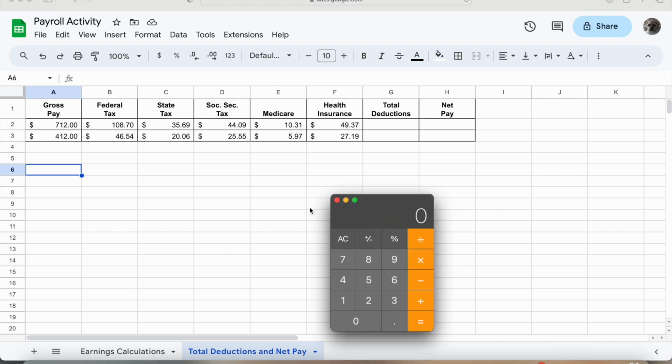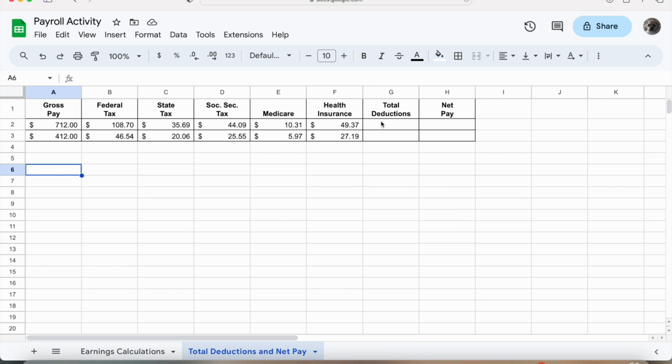So for employee number 1, if we take $108.70 and we add $35.69 and then add $44.09, $10.31, and $49.37, that will give us $248.16.